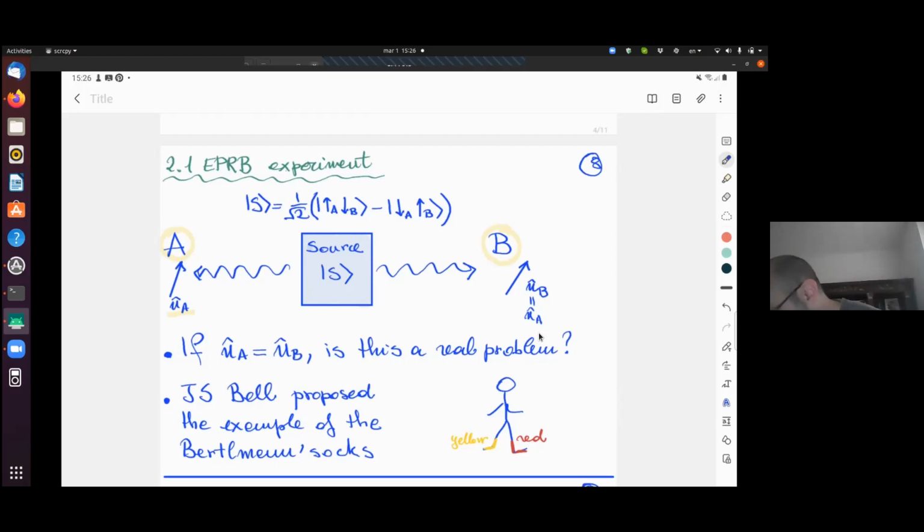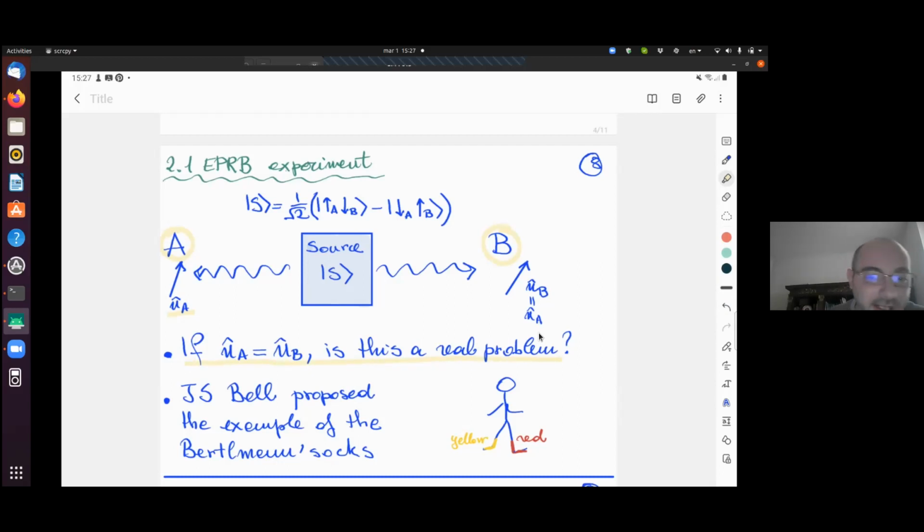But then, well, you might really think more carefully about this problem, as in fact Bell did, and think whether this is a real problem or not. Namely, if nA is equal to nB, if the spin is measured along the same direction, is this experiment really telling us something non-trivial about quantum mechanics or not?